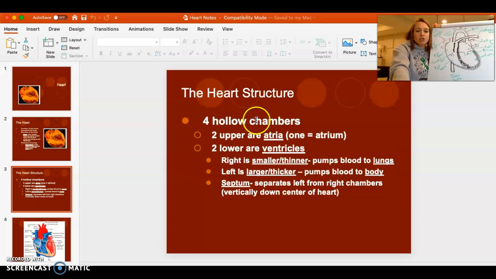And then the heart structures. So there are 4 hollow chambers. You have 2 atria and 2 ventricles, okay? You have your right and your left atriums up top, where the blood flow is collected. And then you have your left and your right ventricles, which is where the blood flow is then pumped to the rest of our body.